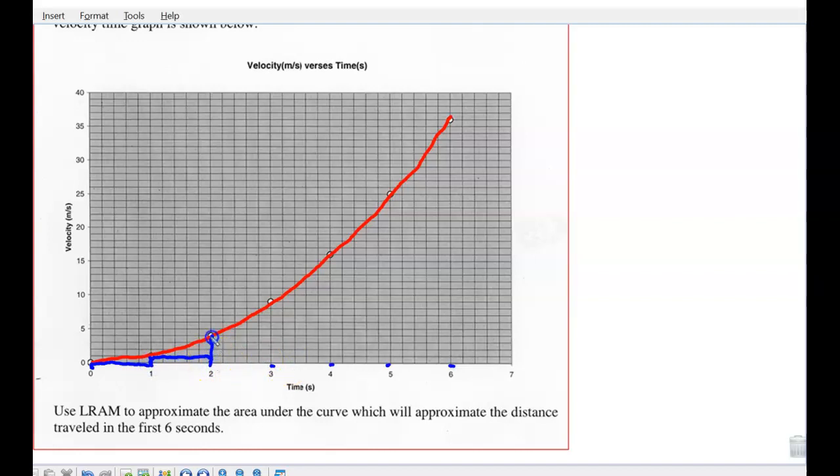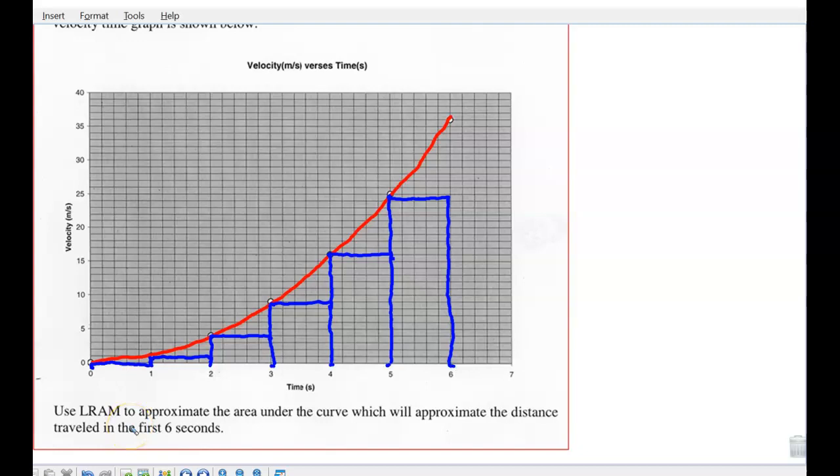From 2 to 3, the left edge is going to be 4. So that would be my third rectangle. From 3 to 4, my left edge would be at 9, and it would look something like that. From 4 to 5, it would go like that. And from 5 to 6, the left edge would be right here. And I would go across and calculate that area. So now I could estimate the distance by calculating the area under these rectangles.